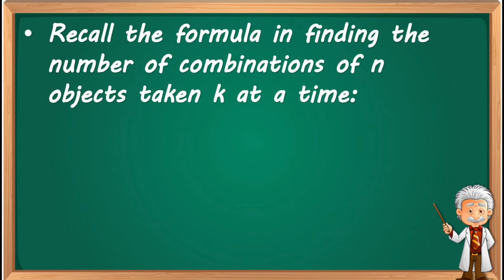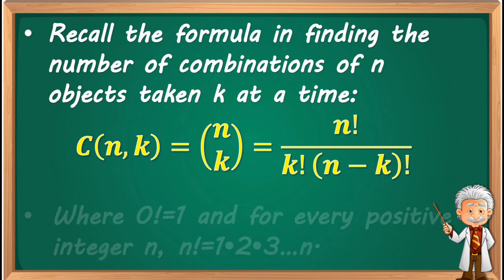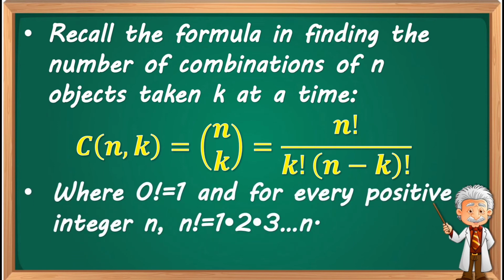So kung natatandaan nyo, meron tayong formula in finding the combination. So nCk is equal to n factorial over k factorial times the quantity n minus k factorial, where 0 factorial is equal to 1. Yung exclamation point ang tawag doon ay factorial. And for every positive integer n, n factorial is equal to 1 times 2 times 3 and so on.